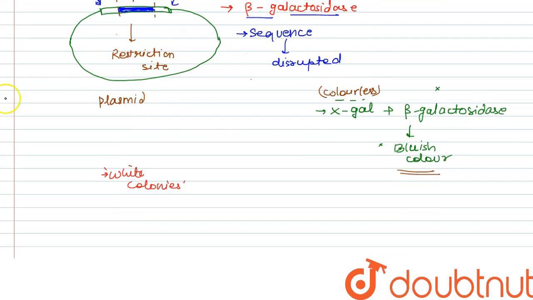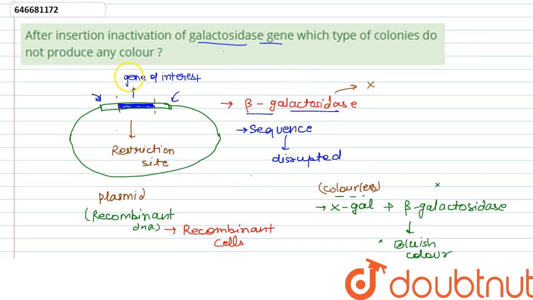What will this plasmid be called? The plasmid which has our desired gene is also known as recombinant DNA. And the cells which have our recombinant DNA are known as recombinant cells. So all of those colonies which are not going to show any color, the type of cells present there are going to be recombinant cells.